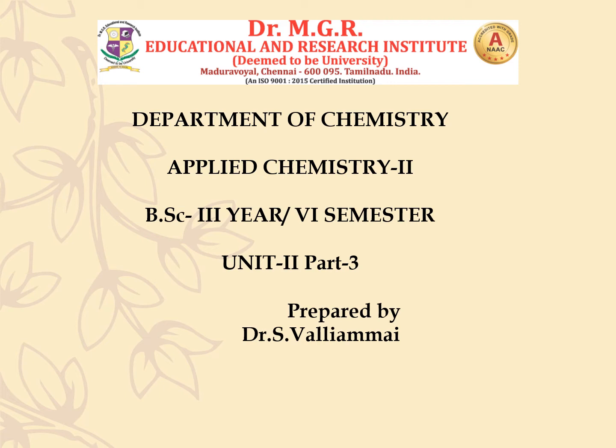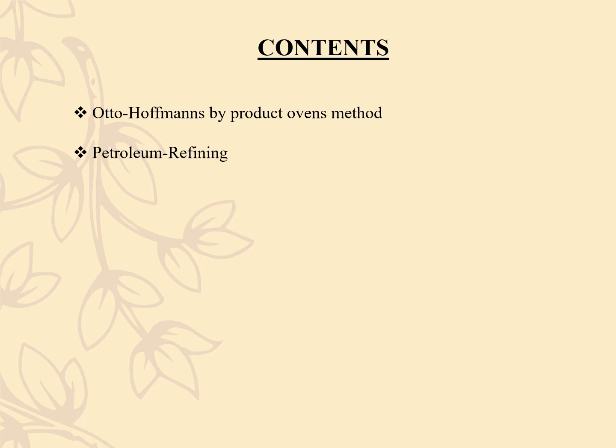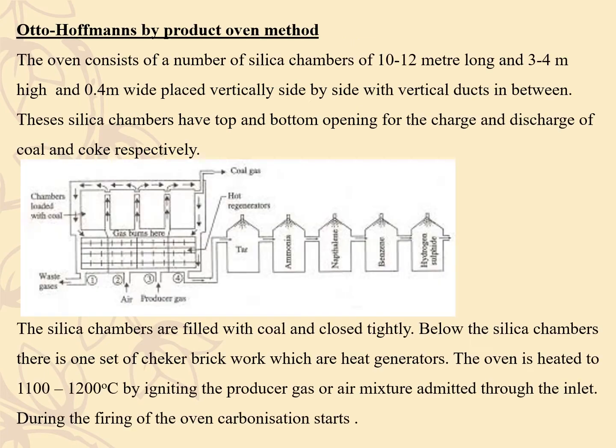In the previous two parts I have just explained about the fuels and combustions, so in that certain general topics and the preparation of coke by beehive method. Now in this part 3 I am going to deal about the Otto Hoffmann's byproduct method and how the petroleum is refined. Now first let us move on to the Otto Hoffmann's byproduct oven method.